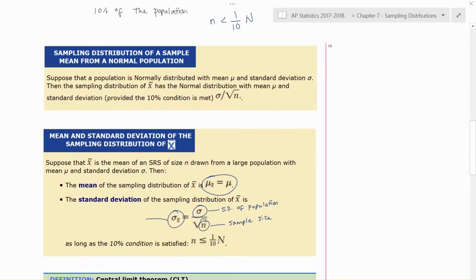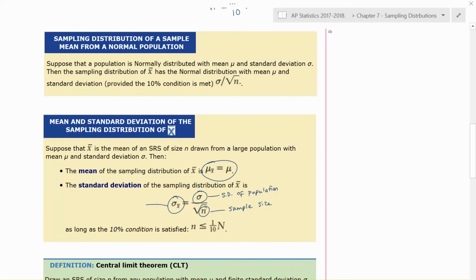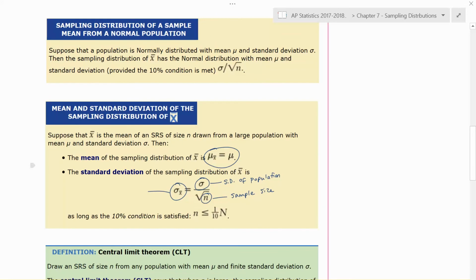These are the formulas that we do need to know. They're summarized in your book. So if we're looking at a sample mean and we want to describe its distribution, there are a couple things that will always be true if the conditions are satisfied, okay?